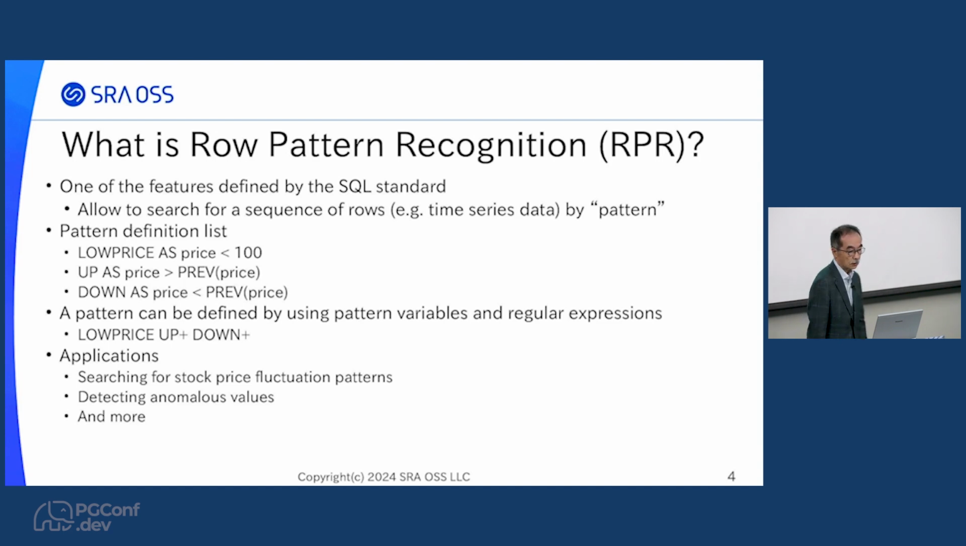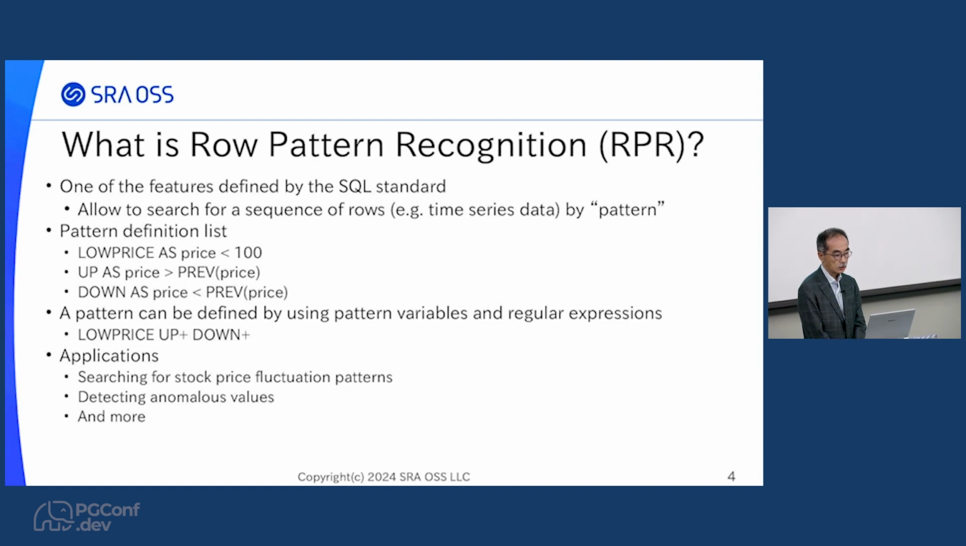The first one has a label. Actually, the name is low price, which has a simple logical expression like price is lower than 100. The next one is a little bit more complex because it has the function PREV. This is defined in the standard as well. It refers to the previous row in the sequence of rows, so it may refer to yesterday's price. The down is the opposite meaning.